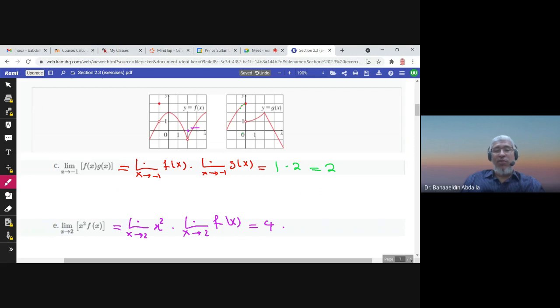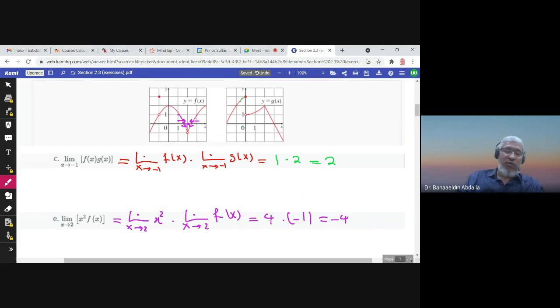Let x approach 2 from the right and look to the function. Now the function was here, then here, then here. It's coming down to -1. Okay, if x approaches 2 from the left, while you are here, the function is here, then it becomes here, and it's approaching also -1. So as x approaches 2, the function f of x is approaching -1. So the answer is -4.